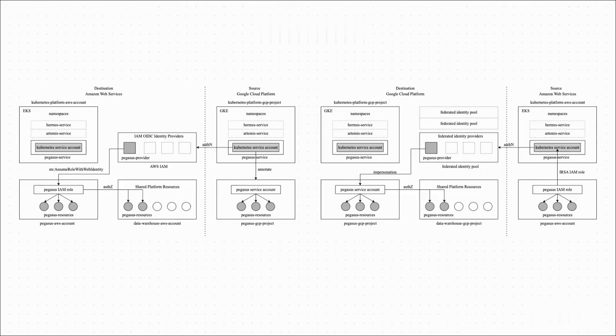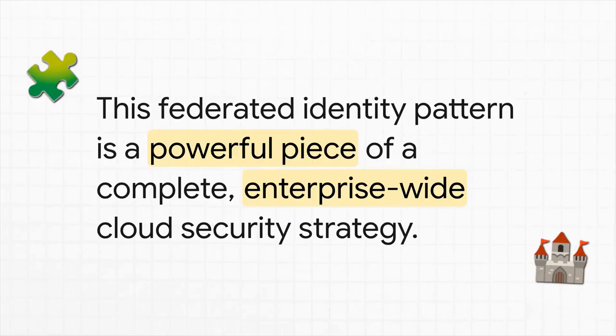And these diagrams from the paper show you exactly how it works in a multi-cloud world. On the left, you've got a workload in a Google Kubernetes cluster using its native Google identity to securely get credentials for AWS. On the right, you see the reverse, an AWS workload getting credentials for GCP. This shows a single, unified pattern for all your cross-cloud access, which is just a huge operational win. So this federated identity pattern is a powerful piece of the puzzle, for sure. But it's still just one piece.